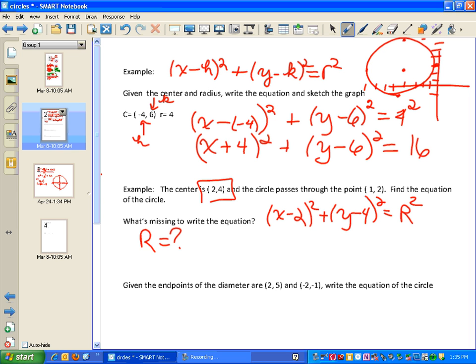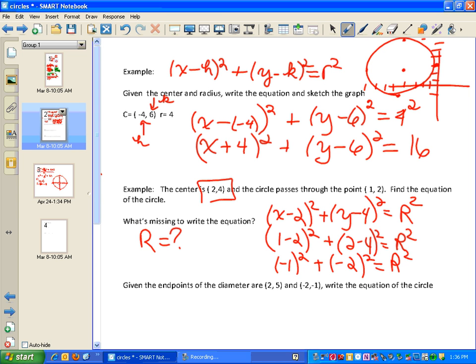It is a form of the distance formula. And you plug in 1 and 2 to figure out what r is. So I'm going to say 1 minus 2 squared plus 2 minus 4 squared is r squared. And yes, this is the distance formula. It keeps popping up. So this is negative 1 squared plus negative 2 squared is r squared, right? So what is r squared? Yep, r squared is positive 5. So r is the square root of 5 then, right?